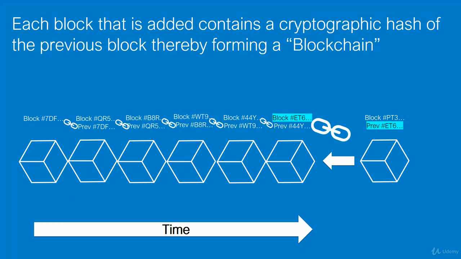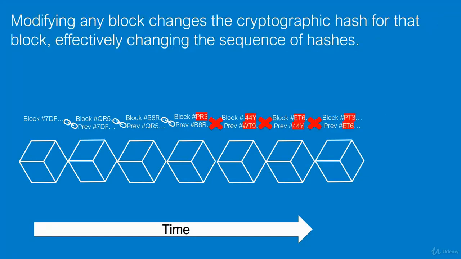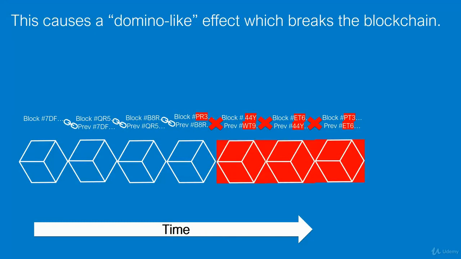Each block that is added contains a cryptographic hash of the previous block, thereby forming a blockchain. Modifying any block changes the cryptographic hash for that block, effectively changing the sequence of hashes. This causes a domino-like effect which breaks the entire blockchain.